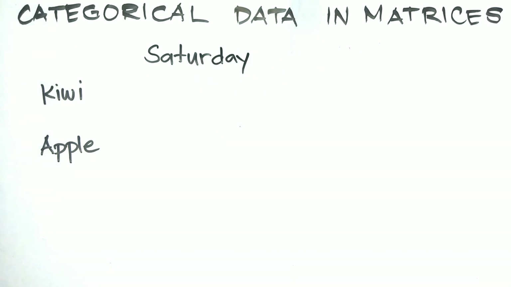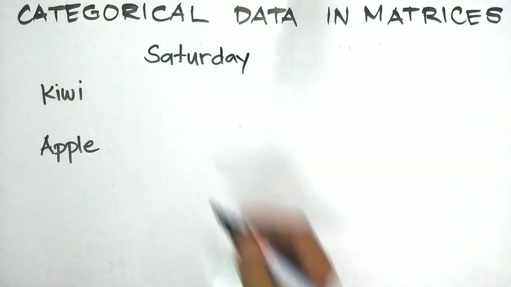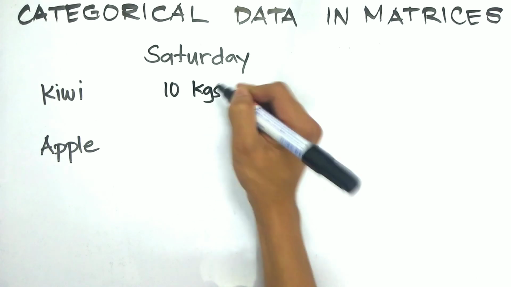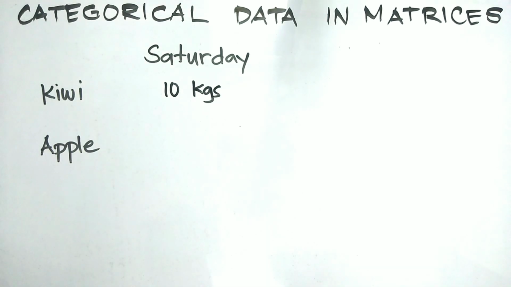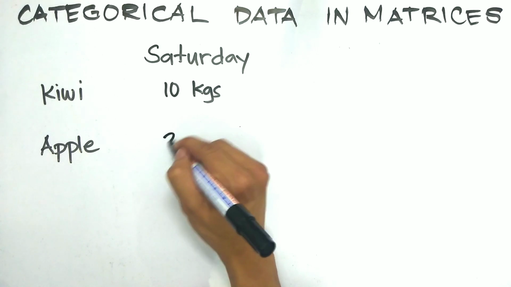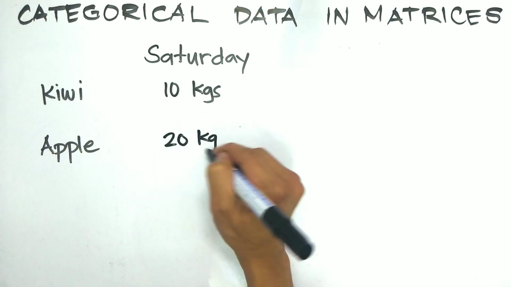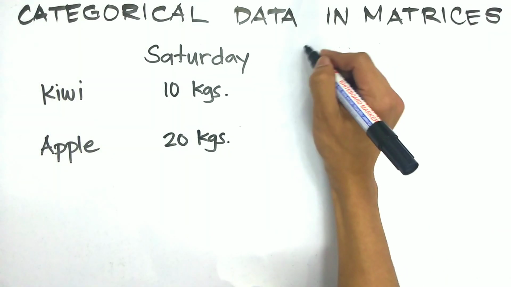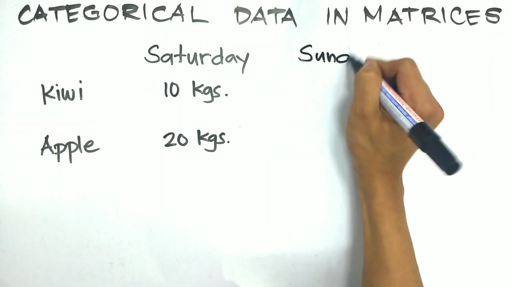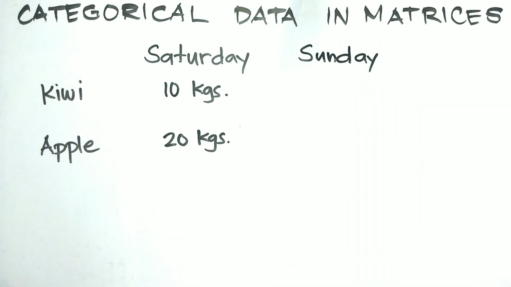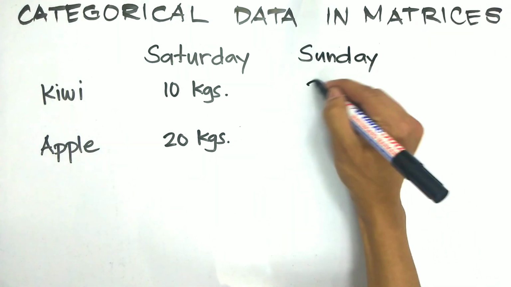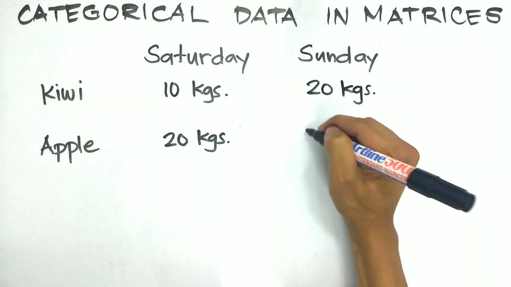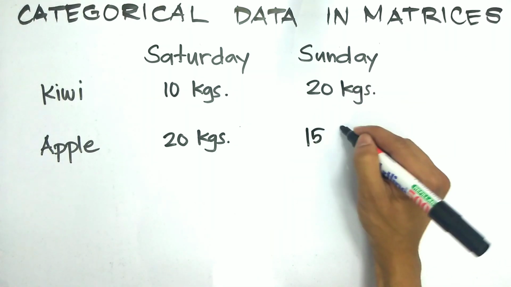that is a Saturday, the farmer was able to sell 10 kilograms of kiwi, and he was also able to sell 20 kilograms of apples. The following day, that is a Sunday, the farmer was able to sell 20 kilograms of kiwi and 15 kilograms of apple.